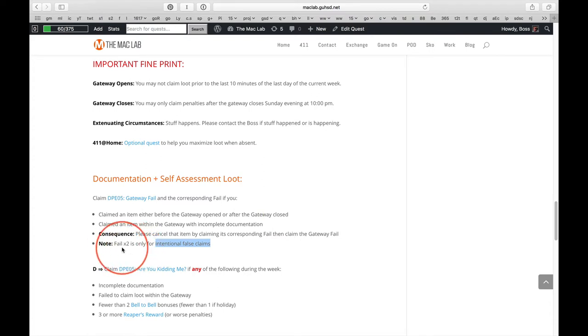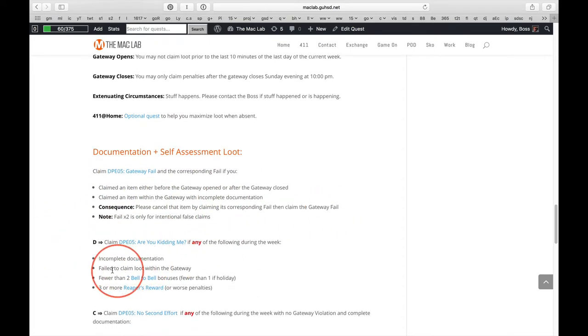You can do the math. You can go find that and do the math, because you'll also receive this and this. Not good. So don't claim before the gateway opens or after the gateway closes. If you miss the gateway, you don't claim this. It doesn't say that here. It doesn't say if you miss the gateway, this is what you claim. Look, fail to claim loot within the gateway. Okay? That's an "are you kidding me?" That's what you get.